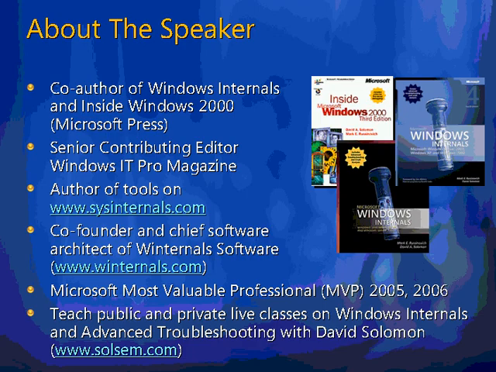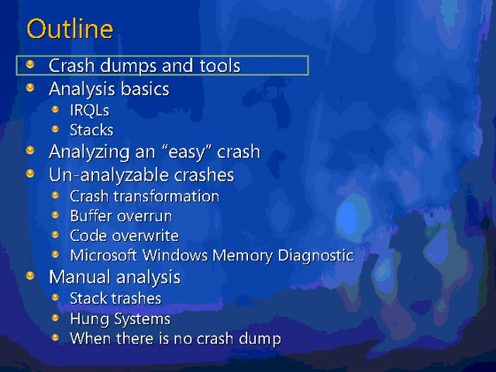This is the outline of what we're going to cover today. I'm going to first talk about crash dumps and the tools that you need to use to analyze crashes. Then I'm going to talk about a few basic concepts that make the job of both understanding crashes and analyzing them easier, and those include IRQLs and stacks. Then we're going to jump right into looking at crash dumps, starting with a very easy to analyze crash dump, move on to unanalyzable crashes, which I'll explain the reasoning behind that term as we go along, show you some examples of transforming those unanalyzable crashes into ones that you can analyze, and then I'll conclude with manual analysis, where the automated analysis doesn't help you.